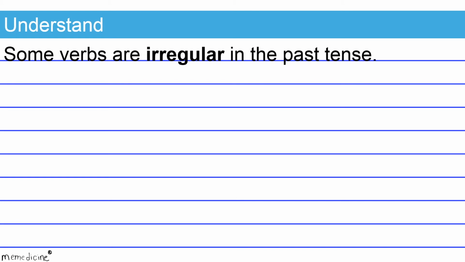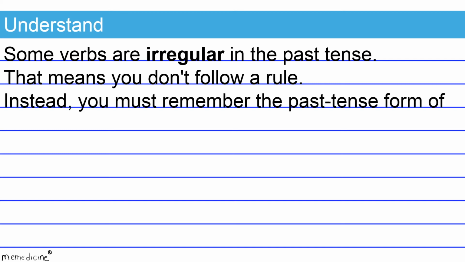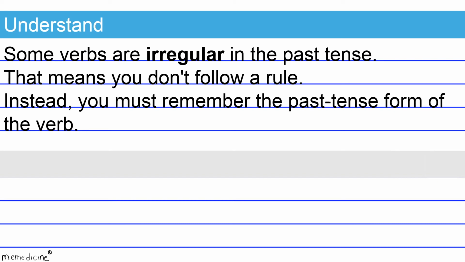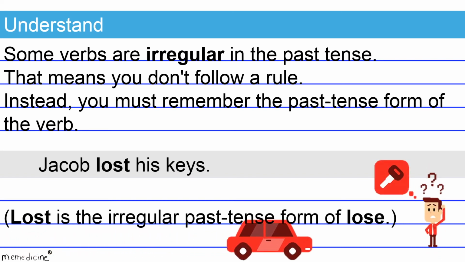Some verbs are irregular in the past tense. That means you don't follow a rule. Instead, you must remember the past tense form of the verb. Check out this example. Jacob lost his keys. Lost is the irregular past tense form of the verb lose. This is a correct shift, and the overall sentence is formatted correctly.